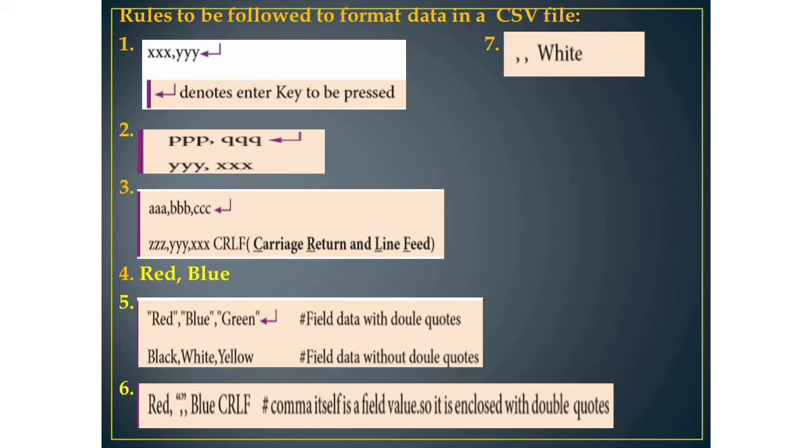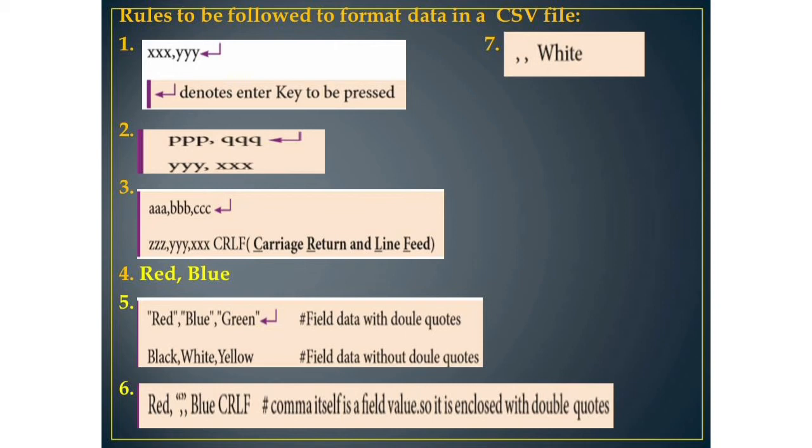Okay. Suppose the heading contains 4 columns, which means all the records, all the rows also, must contain the 4 fields. Okay. For example, field name 1, field name 2, field name 3. Okay. Suppose you have 4 fields, which means the next row must contain 4 fields. Okay. See, A, B, B, B, C, C, C. Then you have to press enter. Then Z, Z, Z, Y, Y, Y, X, X, X. Okay. That is CRLF: carriage return and line feed.